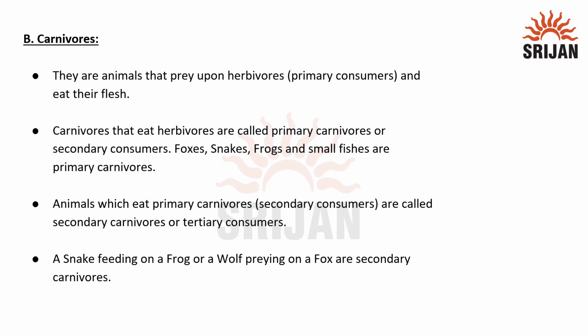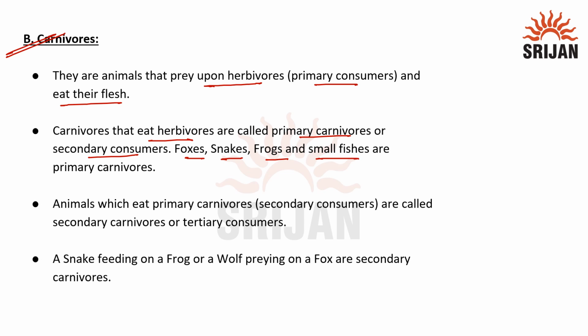Let's talk about the next group of consumers which are called carnivores. These carnivores are flesh eating animals and they prey upon the herbivores, that is the primary consumer, and they eat their flesh. So these flesh eating animals which eat herbivorous animals are called primary carnivores or the secondary consumers. For example, foxes, snakes, frogs, and small fishes.